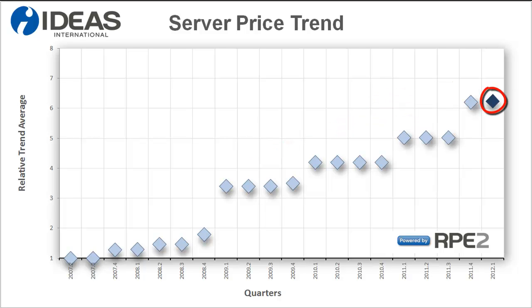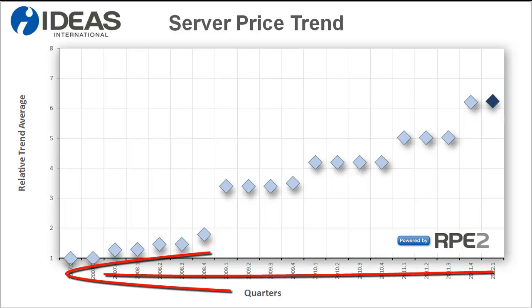This update sees the most recent quarter's outcome introduced on the right. In addition, the oldest data point from the previous update drops off the chart on the left to preserve the 20-quarter or 5-year moving window that the server price trend represents.